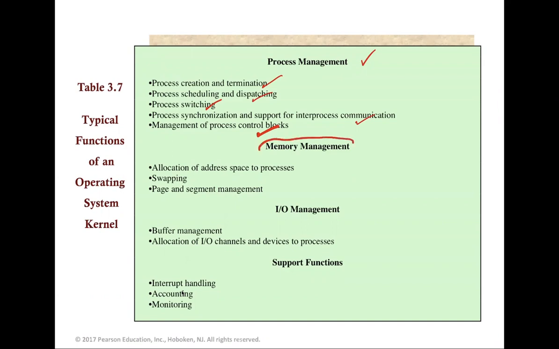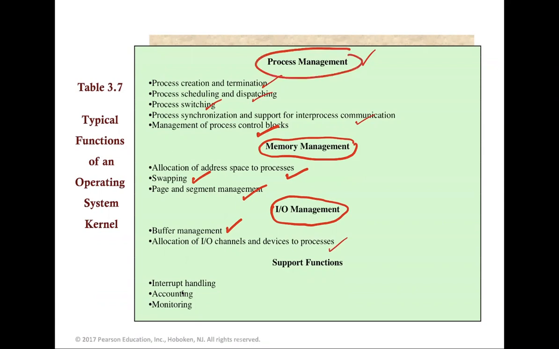A major functionality of the kernel also includes memory management, which performs allocation of address space to processes, swapping of processes, and page and segment management. Following this, the I/O functionality of the kernel includes buffer management and allocation of I/O channels and devices to processes. In addition to the three main tasks of process management, memory management, and I/O management, the kernel also performs interrupt handling, accounting, and monitoring.